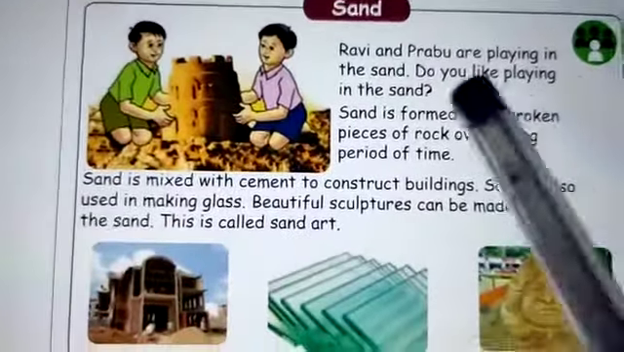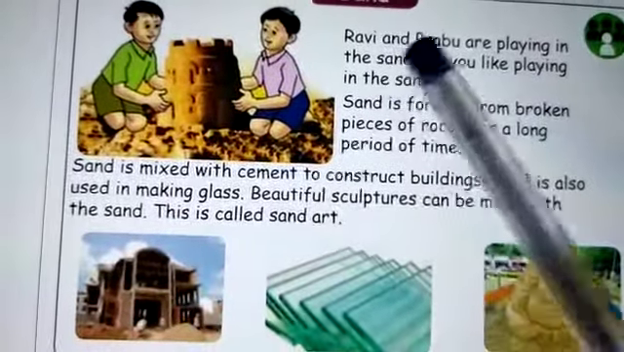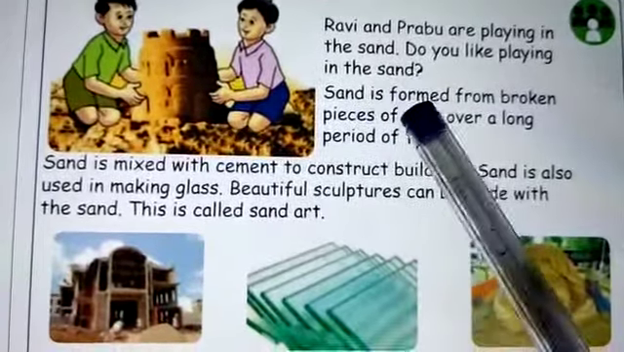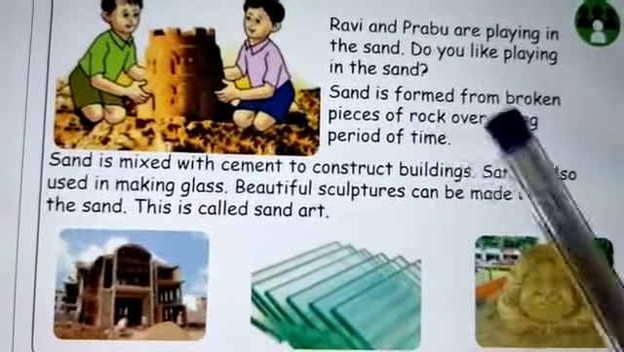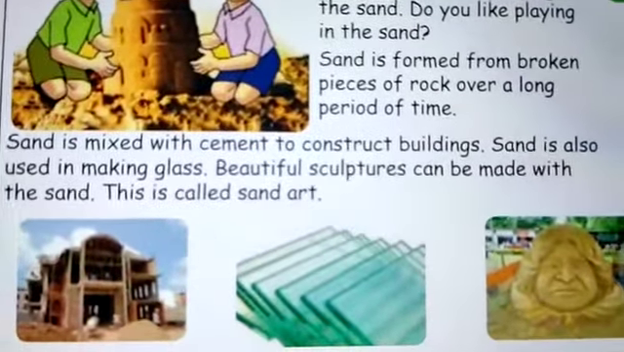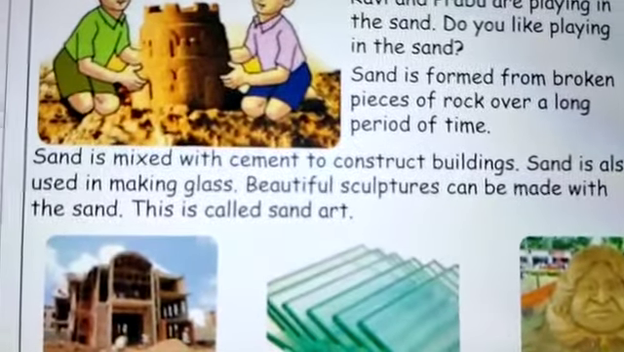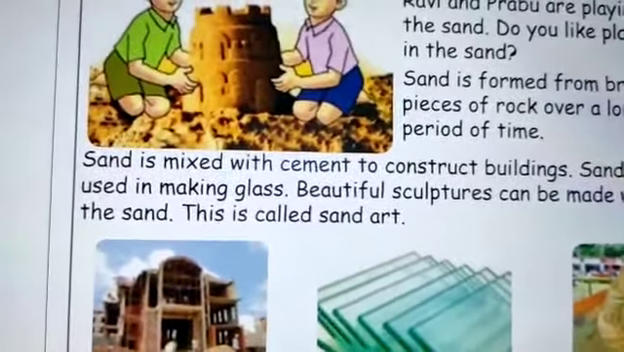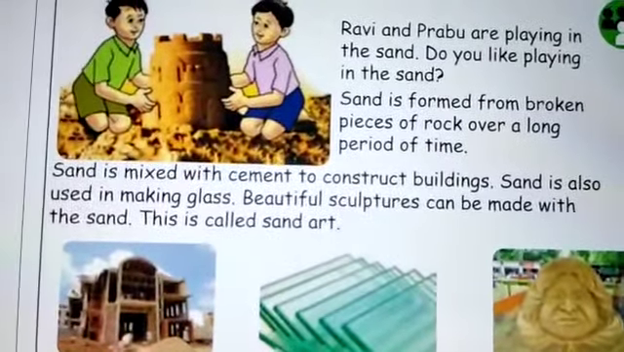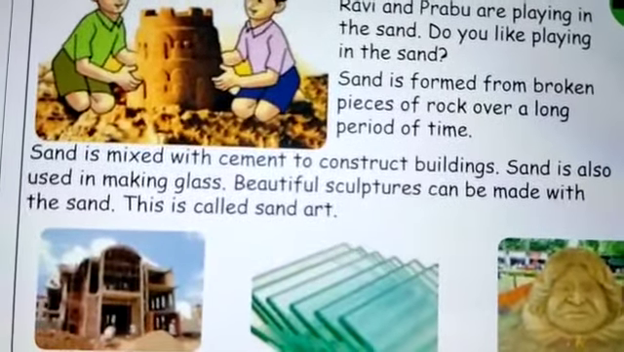The next material is sand. See, Ravi and Prabhu are playing in the sand. Do you like playing in the sand? Sand is formed from broken pieces of rock over a long period of time. What is sand? It is broken pieces of rock. When the rain comes or any flood comes, the flowing water brings the pieces of rock.